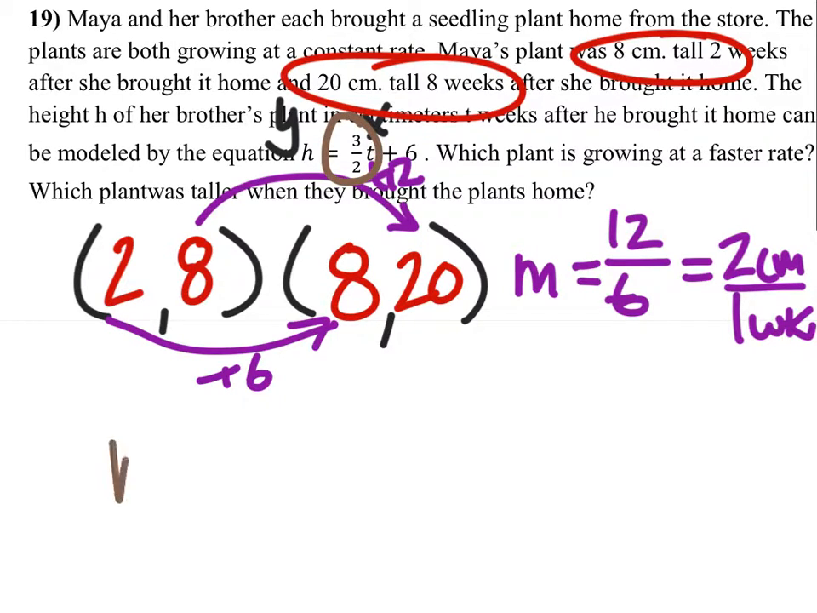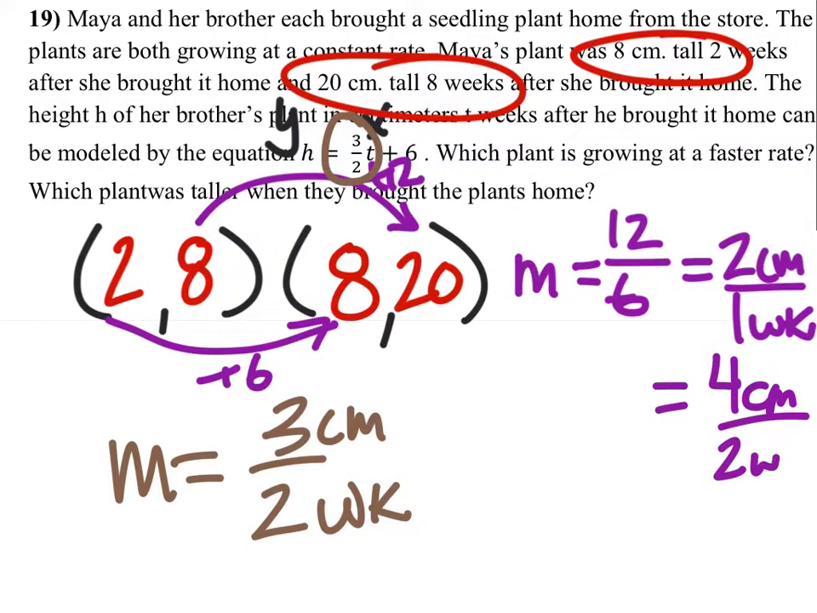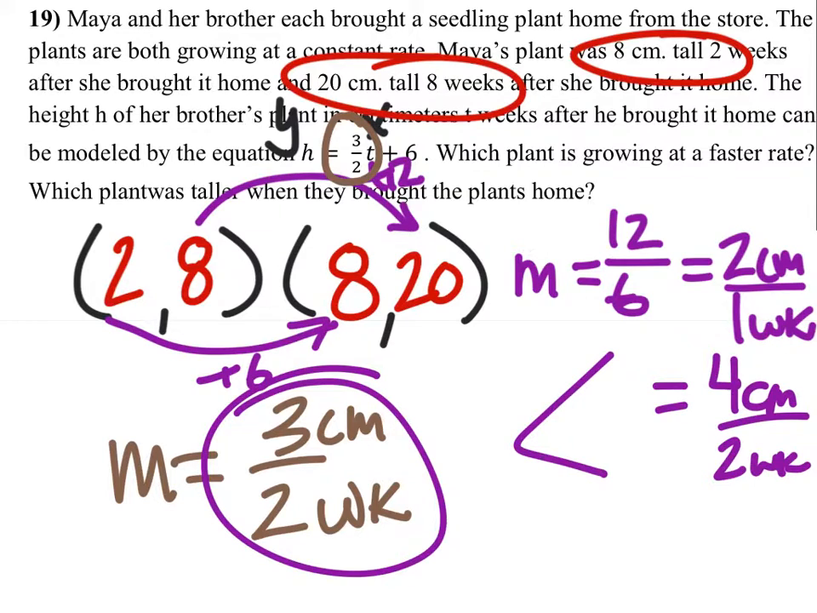His slope is given as 3/2, and the dependent is the height, and the independent is the weeks. So which of these is growing faster? If you needed to, you could change this for Maya. Hers is going to grow 4 centimeters in 2 weeks. And we can see that it is greater than this 3/2. So who is growing the fastest? Maya.